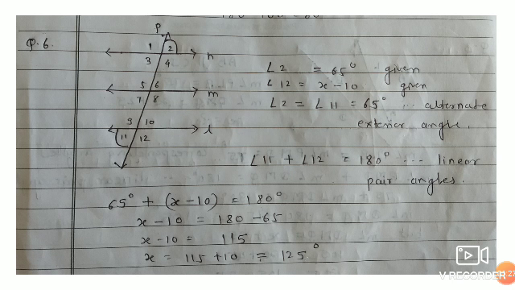Question number 6. In the adjoining figure, line n is parallel to m is parallel to l, and p is their transversal. So find the value of x. Here one measure of an angle is given. This angle 2 is 65 degrees and this angle 12 is x minus 10 degrees. This is the given information.